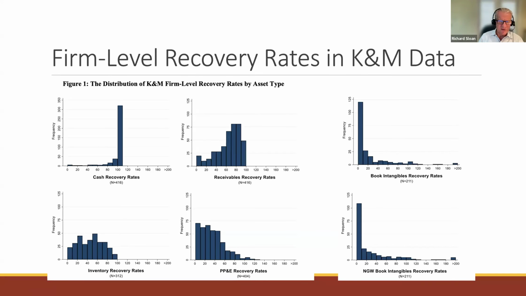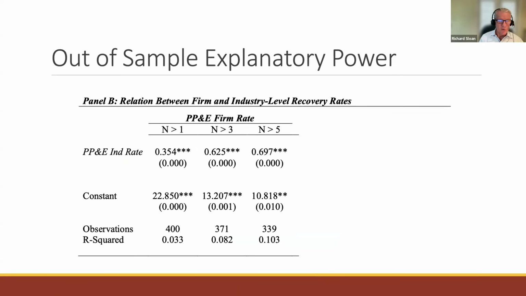This is just a bar chart of the numbers that we've just seen, showing the very different distributions for the recovery rates, with most of them being zero for intangibles, but then the average being much higher because of a few extreme outliers. So let me show you one more test, then I'll get to Ayung's. So this other test that they did was sort of cool. They did it for PP&E in their paper.